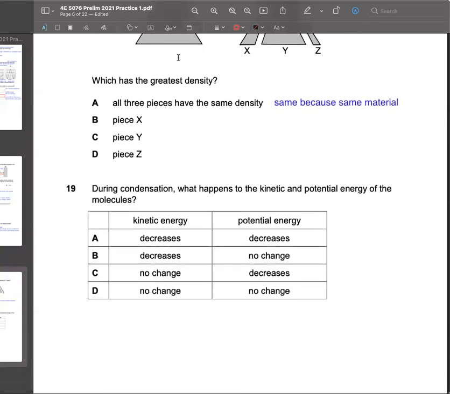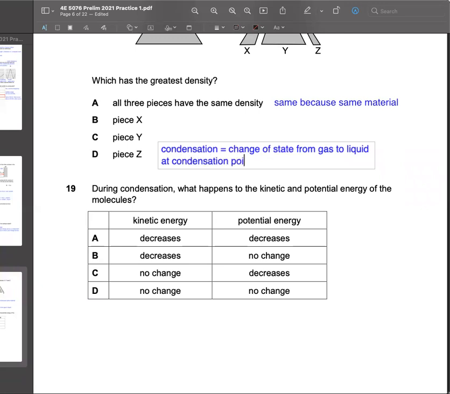Okay, question 19. During condensation. Let's define what is condensation. Change of state from gas to liquid at what? At melting point? Wrong, it's boiling point. Condensation point is the same as boiling point.